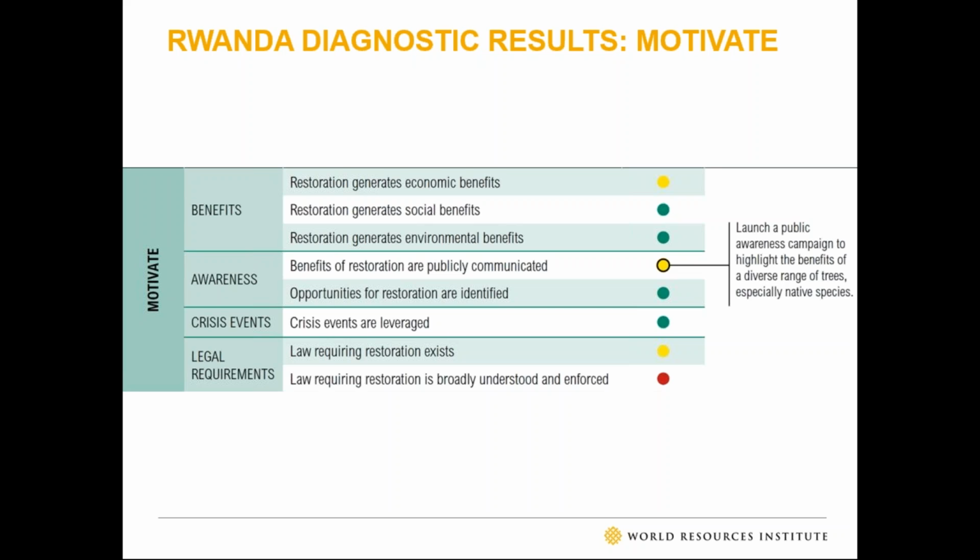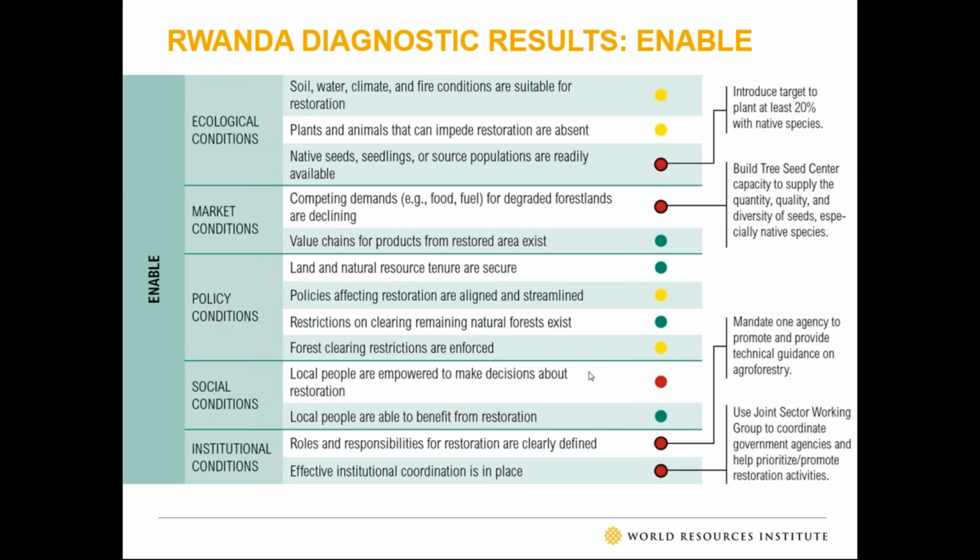For example, you can see here, this is the motivate section of the diagnostic. And one potential intervention is to launch a public awareness campaign to highlight the benefits of a diverse range of trees, especially native species. So moving to look at the Rwanda results for the enable section of the diagnostic. There were lots of potential interventions here, but again, just to give one example, one intervention could be to build tree seed centers' capacity to supply the quantity, quality, and diversity of seeds, especially native species.